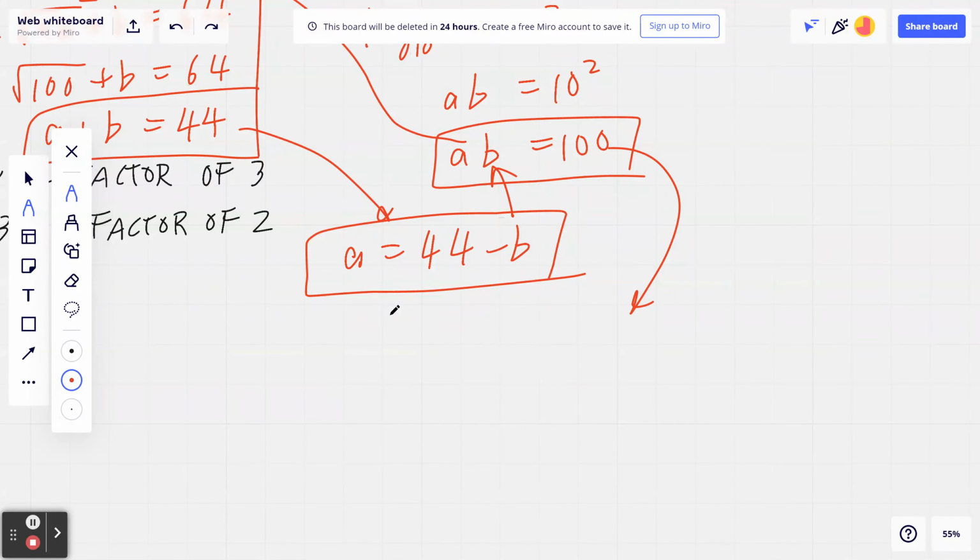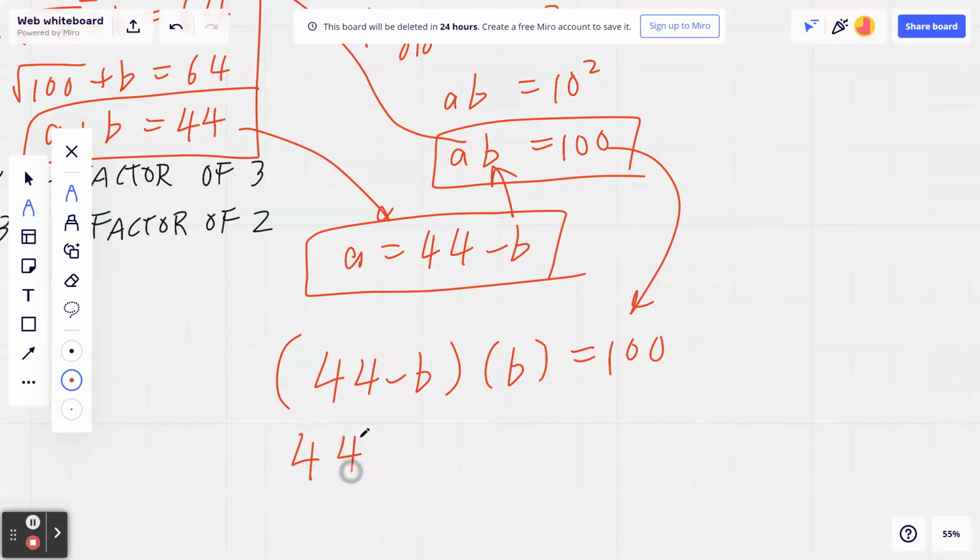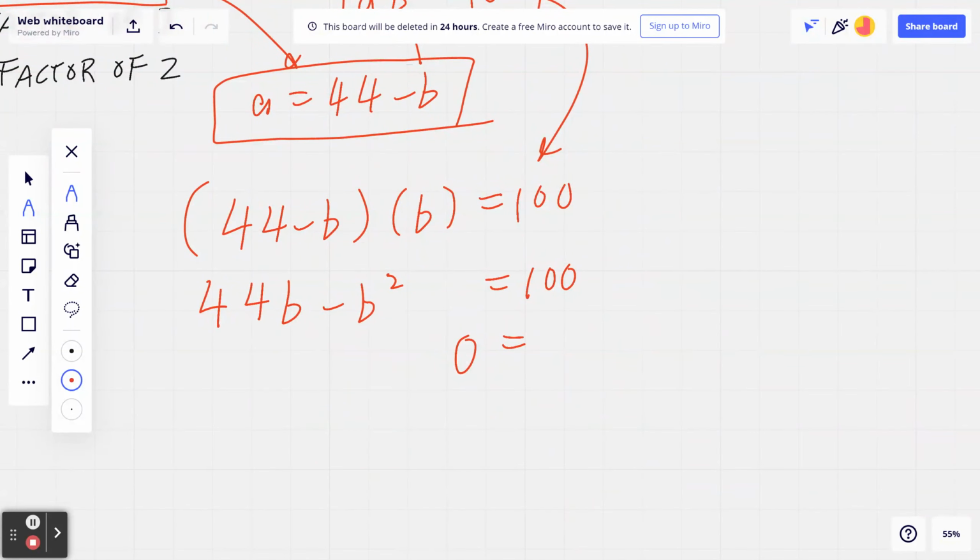A becomes 44 minus B, and you multiply this by B, which equals 100. Then we go back, that's going to be 44b minus b squared, which equals 100. I bring it to the right, and this is going to be b squared minus 44b plus 100. And I would like you to press pause and solve this. When you press play again, I will be here.